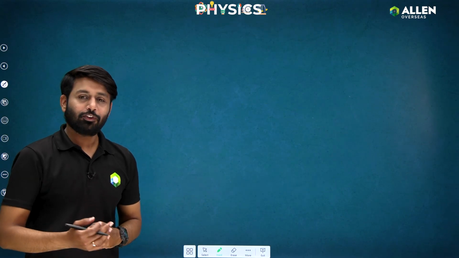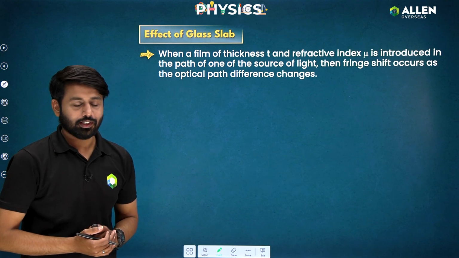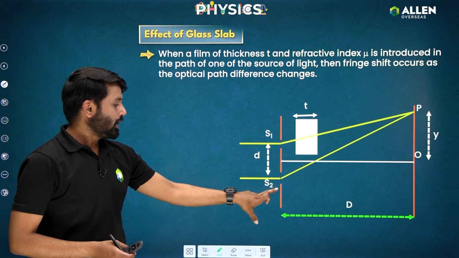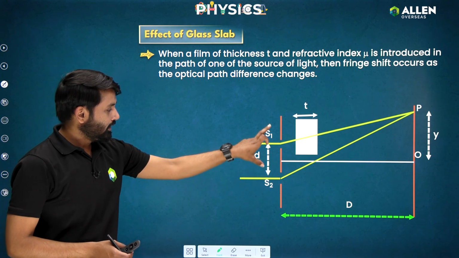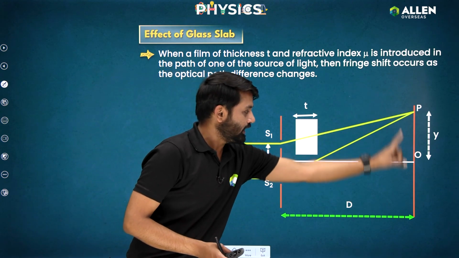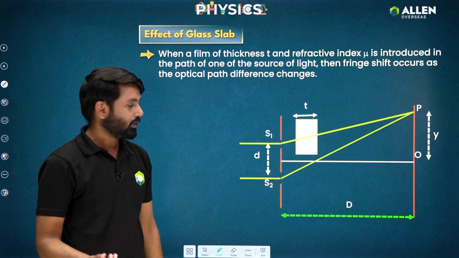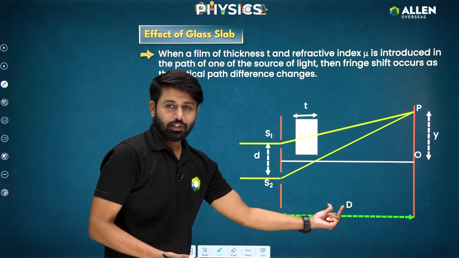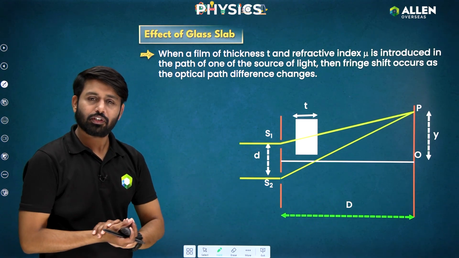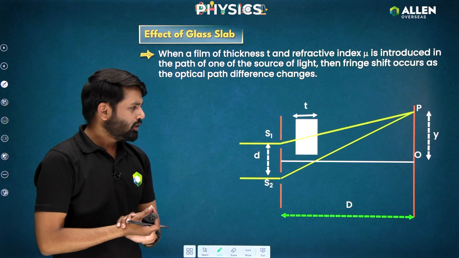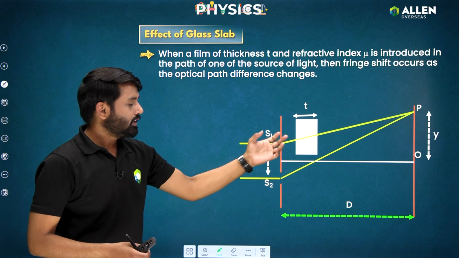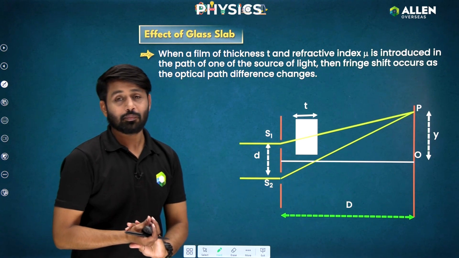Now let's see the effect of a glass slab in the YDSE setup. So you can see here, this is the YDSE setup and these two are slits, right? The distance between the slits is small d, and the distance to the screen at which we will see maxima and minima is capital D, right, students? And there is a glass slab. If there is no glass slab, then we know the position of central maxima is at O, right? But with the glass slab, what will happen to the maxima and minima?